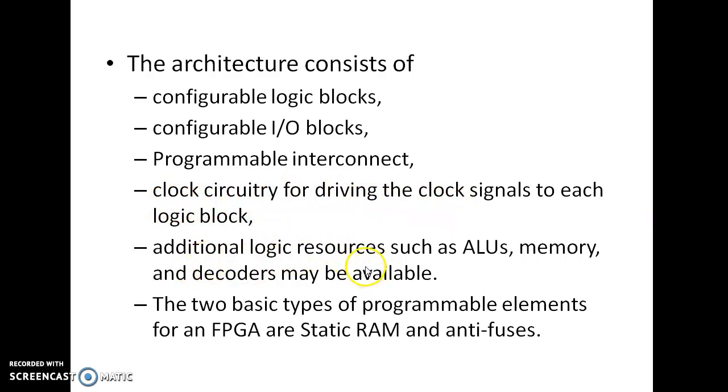Additional logic resources such as arithmetic logic units, memory, and decoders may also be incorporated along with the FPGA to form an overall system. So a system typically consists of an FPGA and additional circuits like memory, decoders, and arithmetic logic units, and in some applications you also require digital signal processors. The basic types of FPGAs are static RAM and antifuse types. So there are two types of FPGAs, static RAM FPGA and antifuse FPGA.